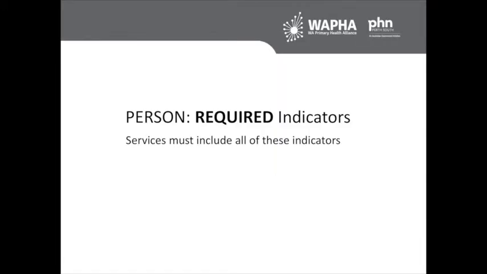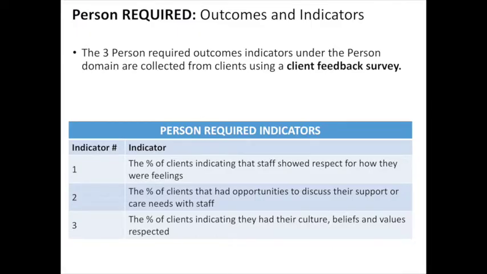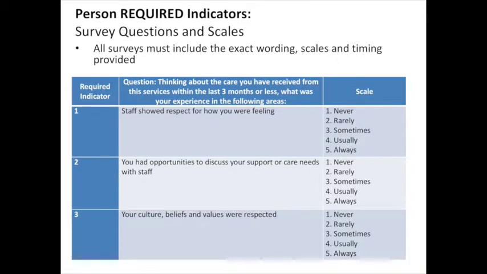Now, moving on to the required indicators for the person domain. Services must report on all of these indicators. The first indicator is the percentage of clients indicating that staff showed respect for how they were feeling. The second one is the percentage of clients that had opportunities to discuss their support or care needs with staff. And the third is the percentage of clients indicating that they had their culture, beliefs, and values respected. These will be collected using a survey. You may wish to pause to look at the wording and the scaling of the survey questions.